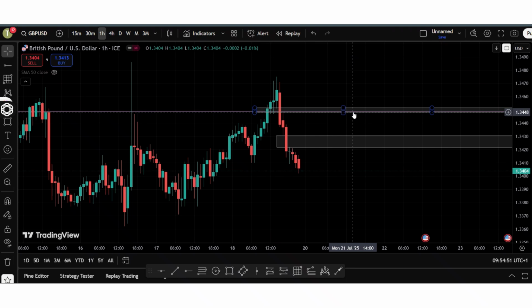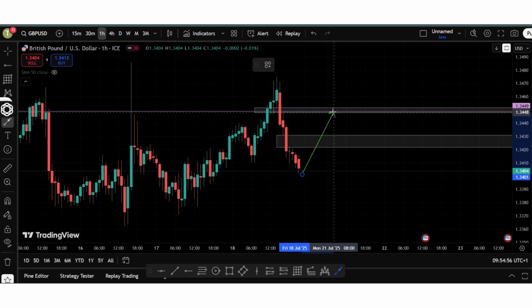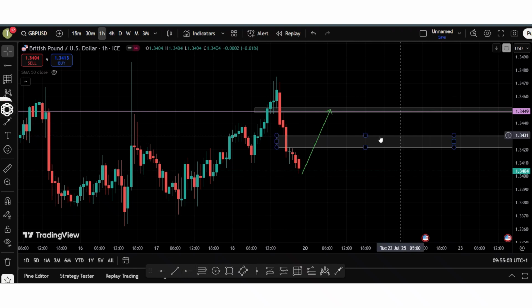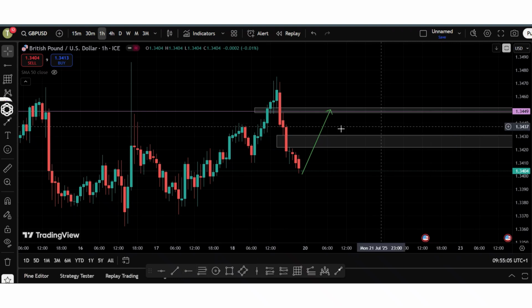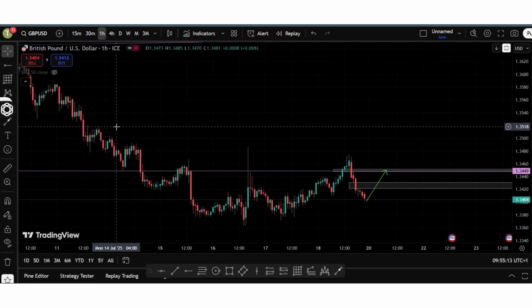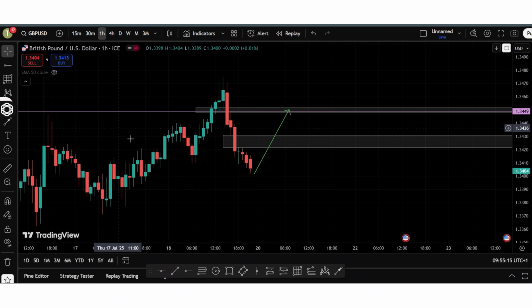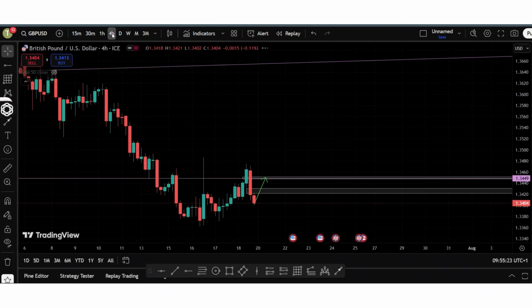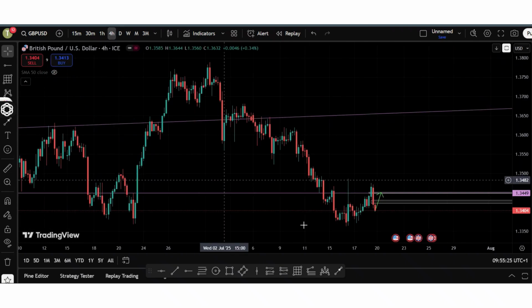Price might touch this place and drop down. So we might have a pull like this. And so we might have a pull towards the 1.3449 level. That fair value gap aligns with the weekly level, which is a very strong level. So GBPUSD might attack that level coming Monday.